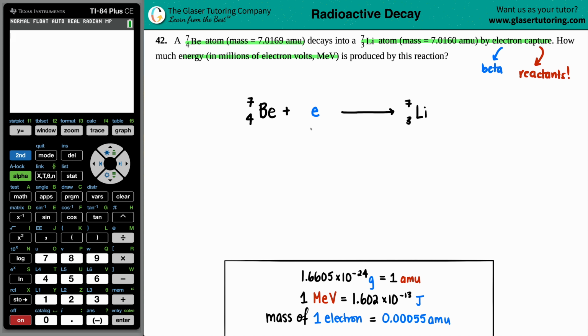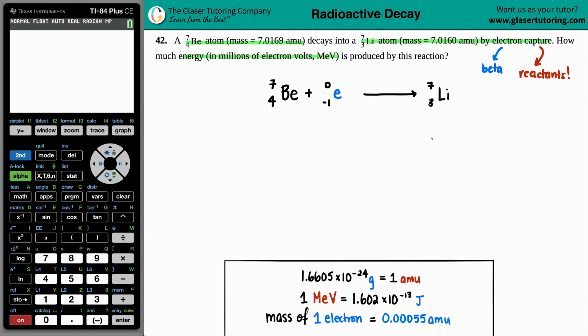And just know that electrons are not in the nucleus of an atom. So it has a mass number of 0, and the charge of an electron is always a -1 charge. And here now, 7 plus 0 is a 7, so that checks out. And then 4 plus a -1, or 4 minus 1, is a 3. So we know that we balanced this equation perfectly. Okay, so here is our balanced equation.